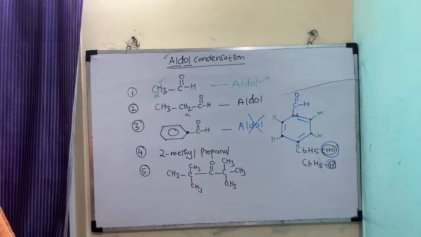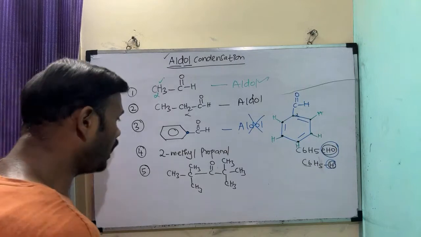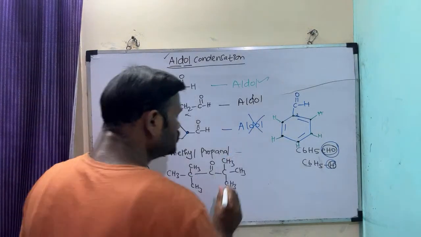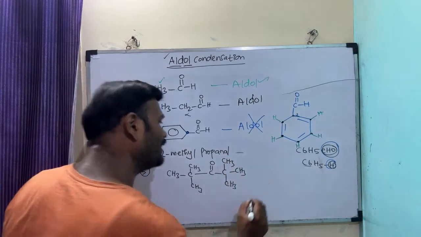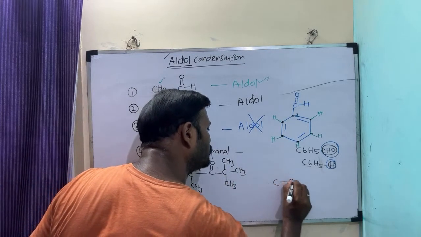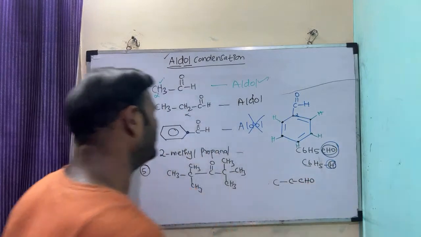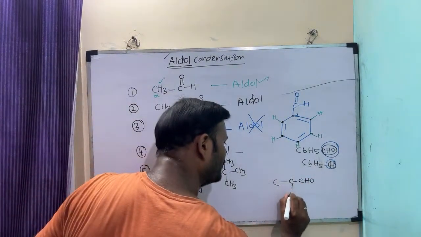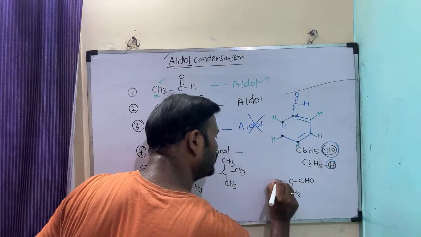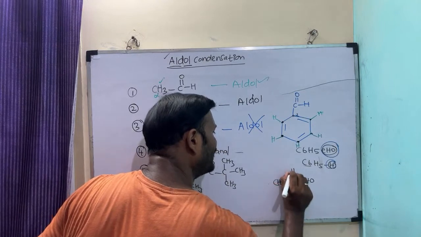Yes, 2-methyl propanal. How can we write the structure? Propanal in the sense of 1, 2, 3 carbons, and it is an aldehyde, so CHO will be there. 2-methyl propanal: in the second carbon we have CH3, here CH3, and again one hydrogen is there.